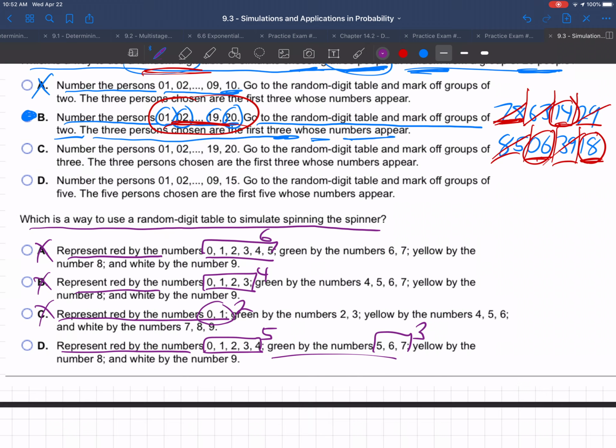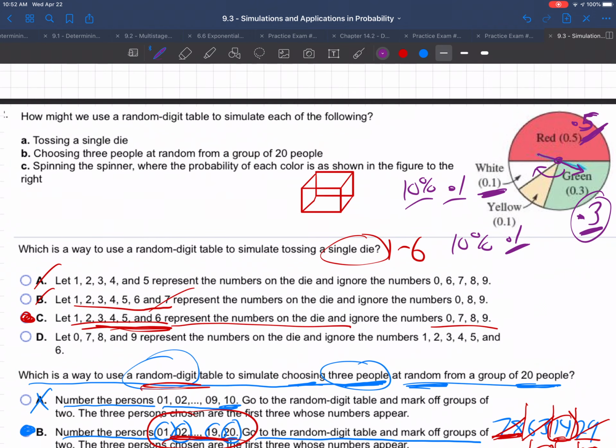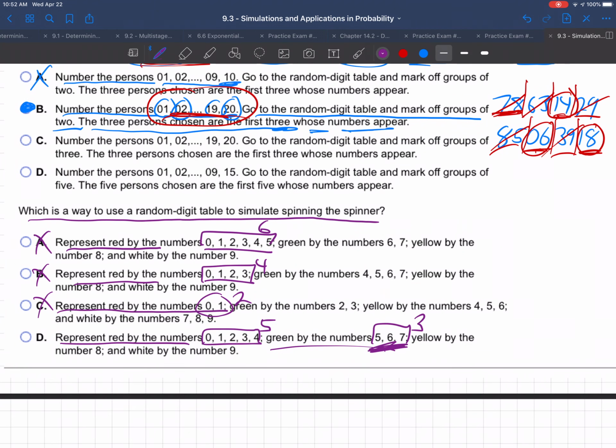It doesn't matter which 5 numbers or which 3 numbers. As long as green gets 3 numbers, then it has a 0.3 chance of coming up, just like the green in the spinner has a 0.3 chance. It occupies 30% of the area of the spinner. So if you give it 30% of the digits, 3 out of 10 digits, give red 5 out of 10 digits, give yellow 1 digit, and give white 1 digit, then they'll each have 0.1, 0.1, this will have 0.5, and this will have 0.3. That's the right answer.